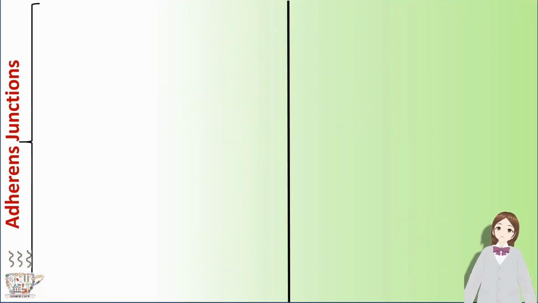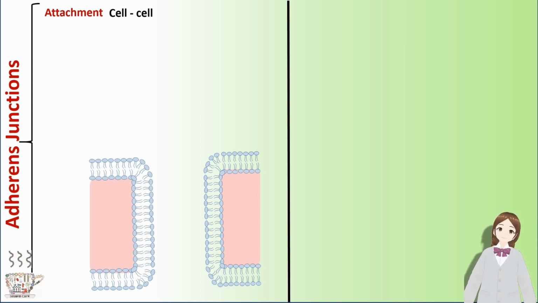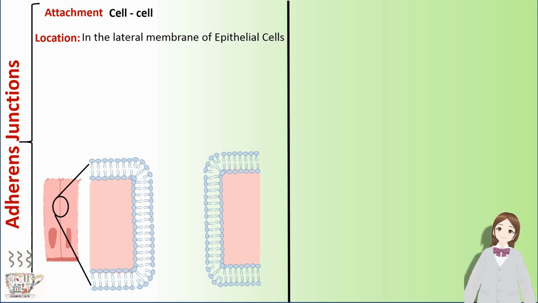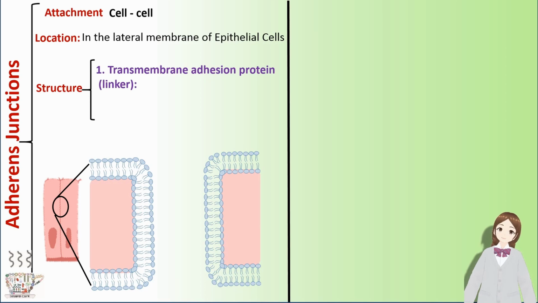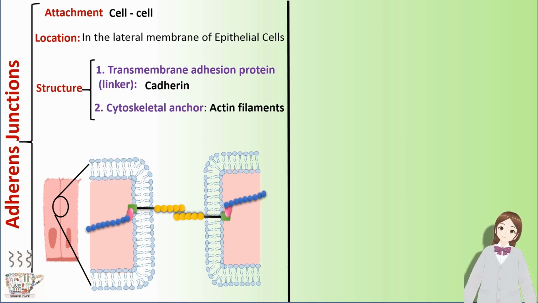Adherens junctions have two attachments. One of these attachments is cell-to-cell attachment. They are located in the lateral membrane of epithelial cells. They have two parts in their structure: transmembrane adhesion protein or linker, that here is cadherin, and cytoskeletal anchor, that here is actin filaments.